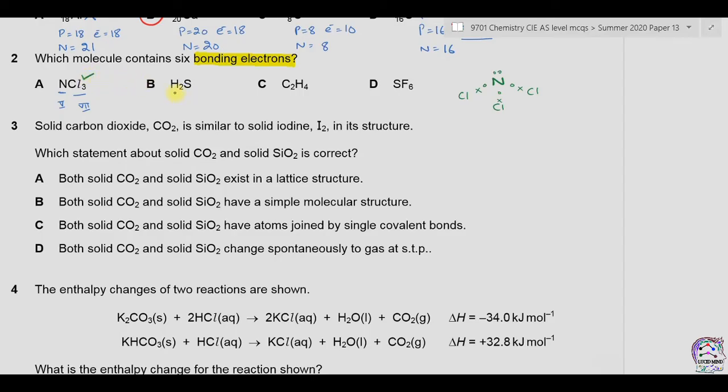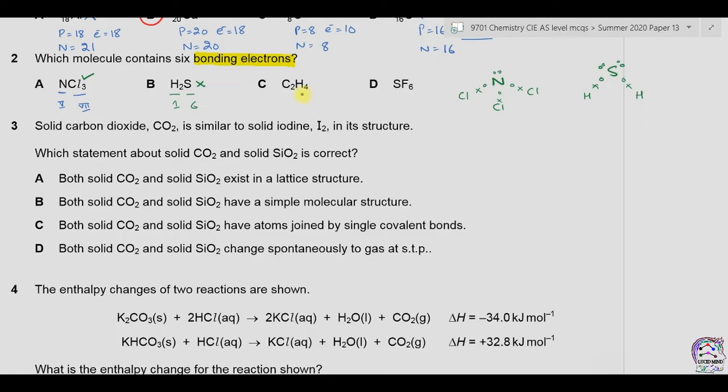Part B is H2S. Hydrogen has 1 electron in the outermost shell while sulfur has 6 electrons, and the structure of H2S will be like this. Sulfur makes a single covalent bond with one hydrogen and one single covalent bond with another hydrogen. The outermost shell has 6 electrons, so therefore 4 electrons are present in the form of lone pairs. Now the bonding electrons are actually 4, so therefore this is wrong.